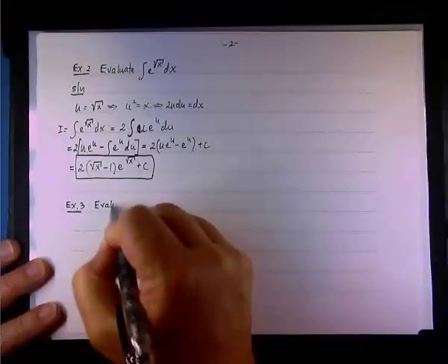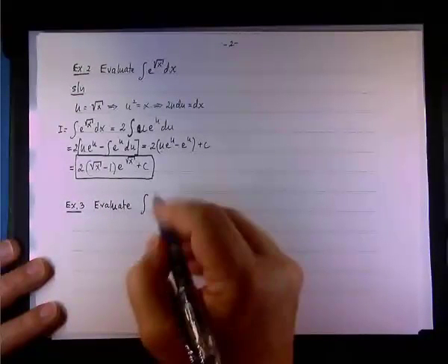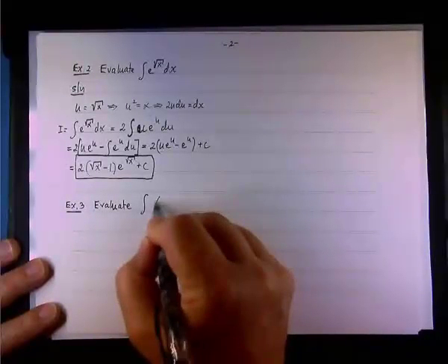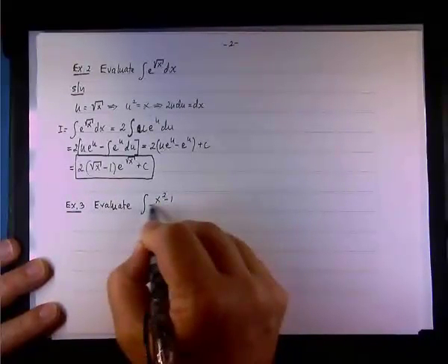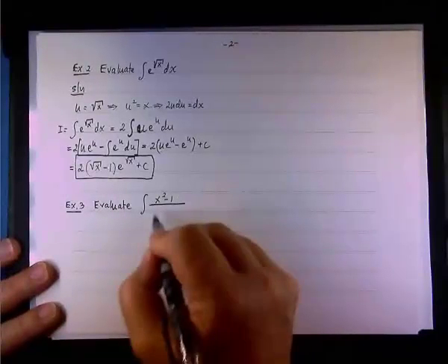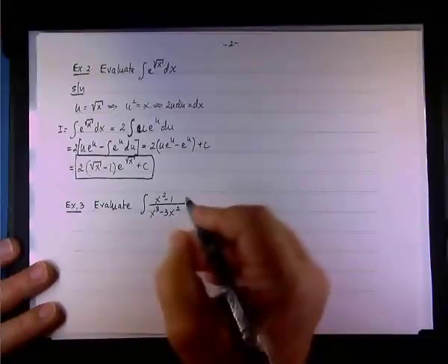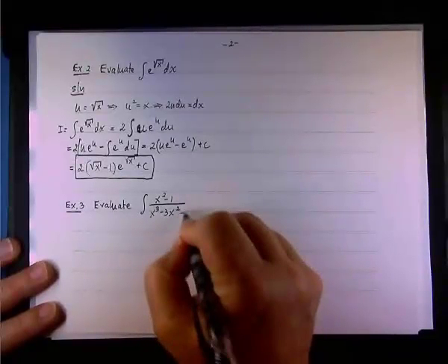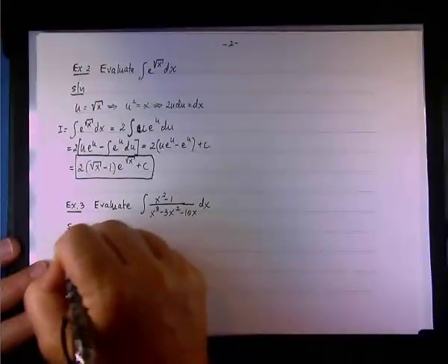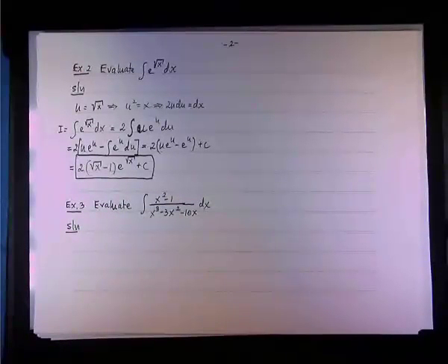If I'm looking at the next example, example 3, where we need to evaluate the integral of x squared minus 1 on top and x cubed minus 3x squared minus 10x at the bottom, dx.